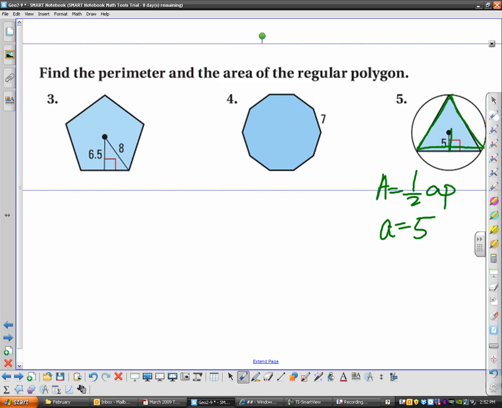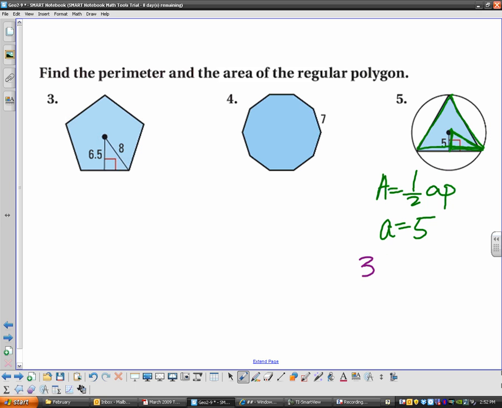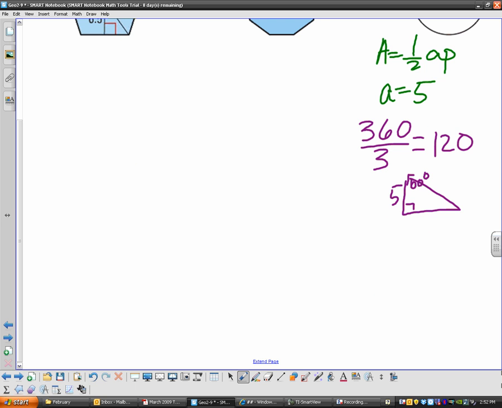So once again, let's look at the little triangle here. Since we have an equilateral triangle, it's kind of strange to think of it as a regular polygon, but it is. We can find its central angle. 360 divided by 3 is 120. So this angle here is 120 degrees. So when we look at half of that, we have 60 degrees. Here, we have an apothem of 5.